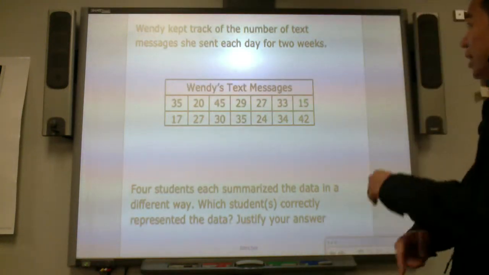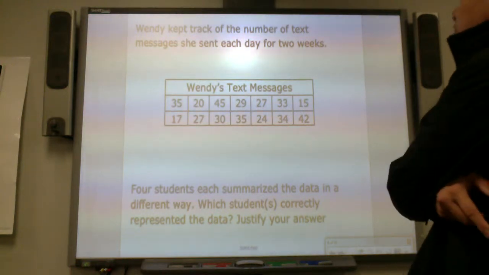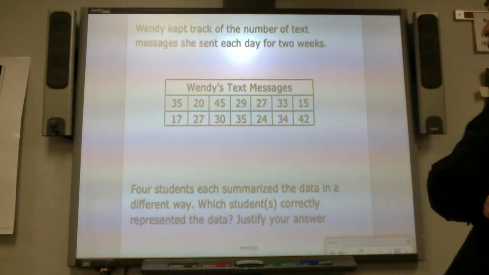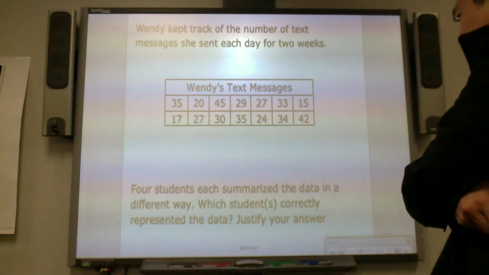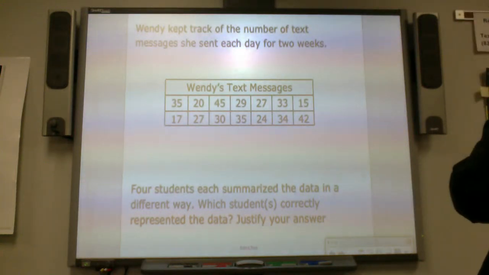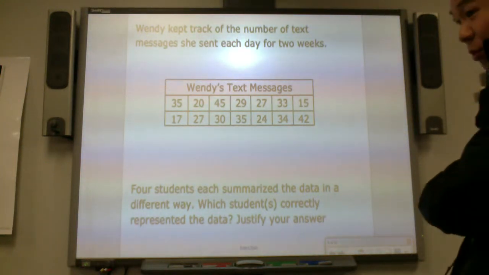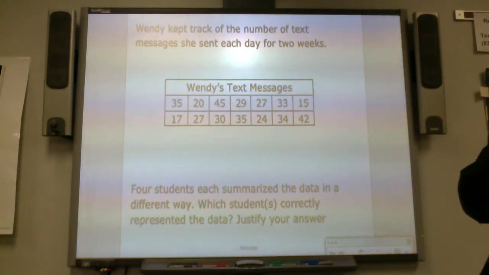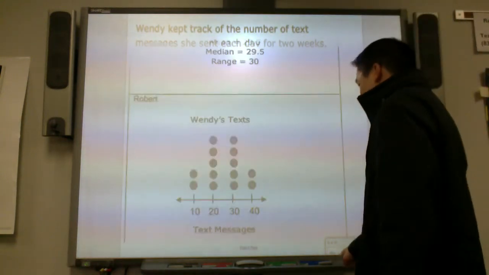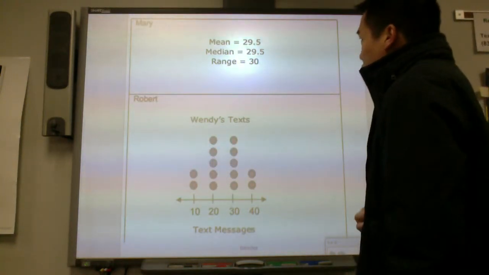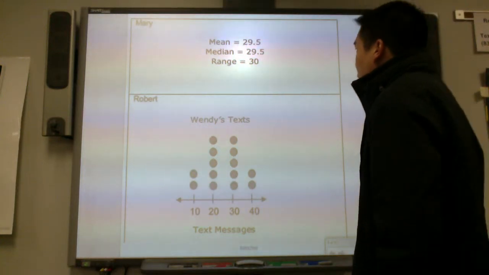6/30 is 1/5 or 2/10 or 20% of the data. All right, Wendy kept track of the number of text messages she sent each day for 2 weeks. 4 students each summarized the data in a different way. Which student or students, could be more than one, correctly represented the data? Justify your answer. So according to Mary, she found the mean, the median, and the range.